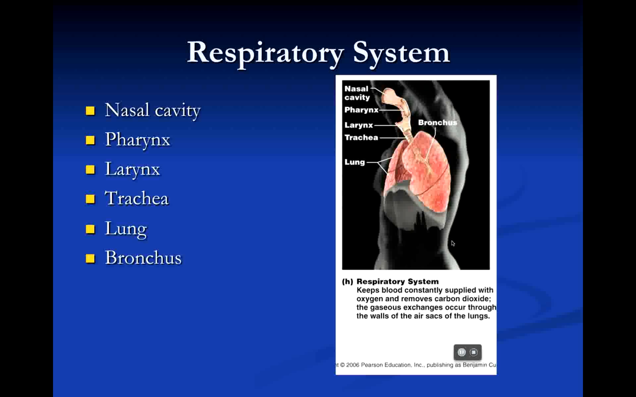The respiratory system allows us to breathe, which brings oxygen into the blood and expels carbon dioxide. It consists of the nasal cavity, which is a hollow space behind your nostrils, your pharynx, which is the back of your throat, your larynx, which is where your voice box is, your trachea, which is a single tube that descends down into your chest.